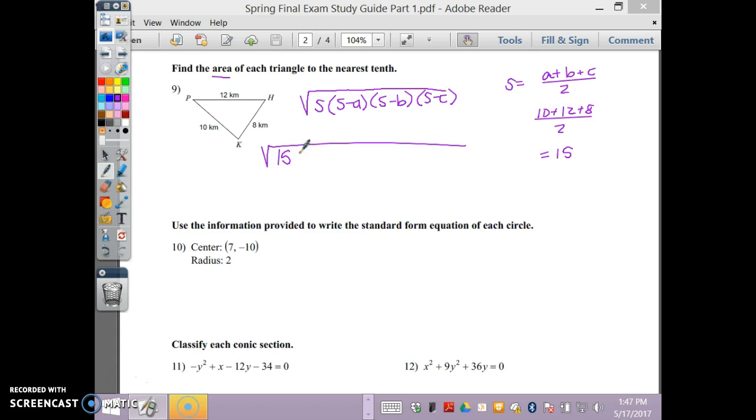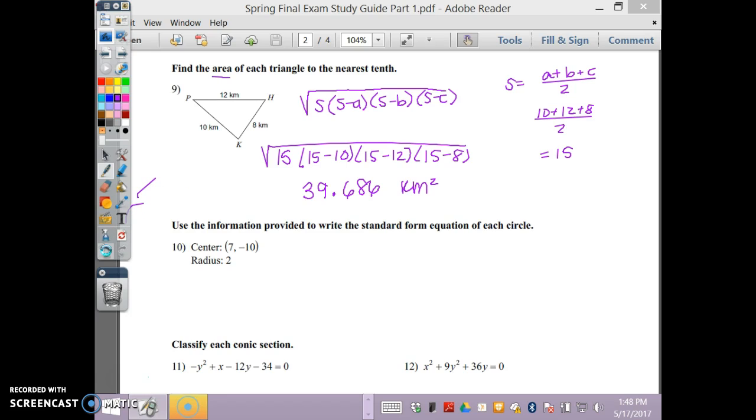So S minus A, S minus B, S minus C. And A, B, C, P, H, K, whatever, it doesn't really matter. The order doesn't matter here. 15 minus 10, 15 minus 12, and 15 minus 8. All under the square root, all multiplied together. You get 39.686. And that would be kilometers squared because it's area.